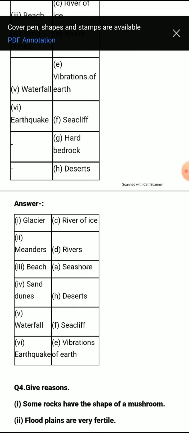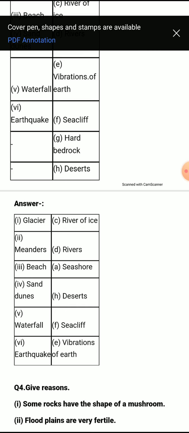Then beach. Beaches are formed by the sea waves near the sea shore by spreading whatever sediments are with the sea waves, right? Sand dunes. Sand dunes are found in desert. Waterfall. Sea cliff, right? So next point is about the sixth one, earthquake.